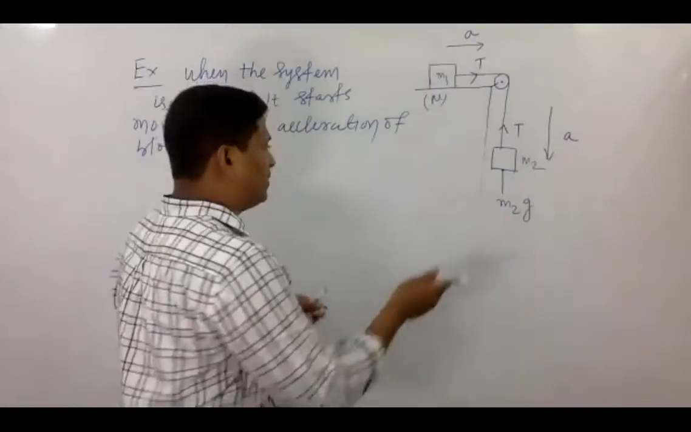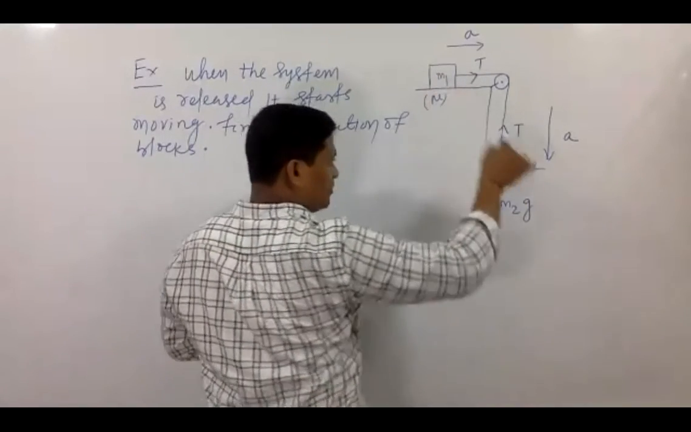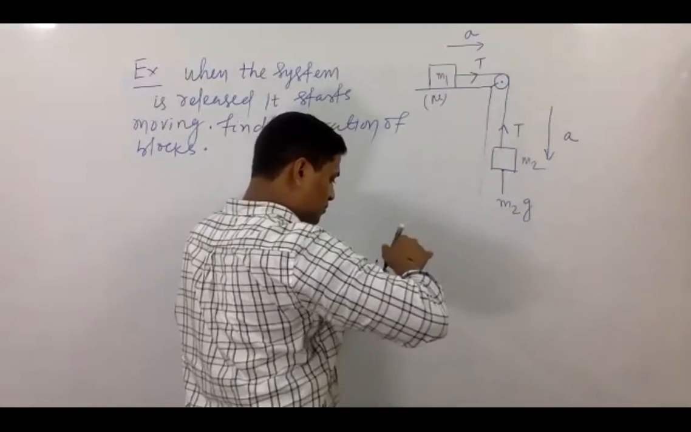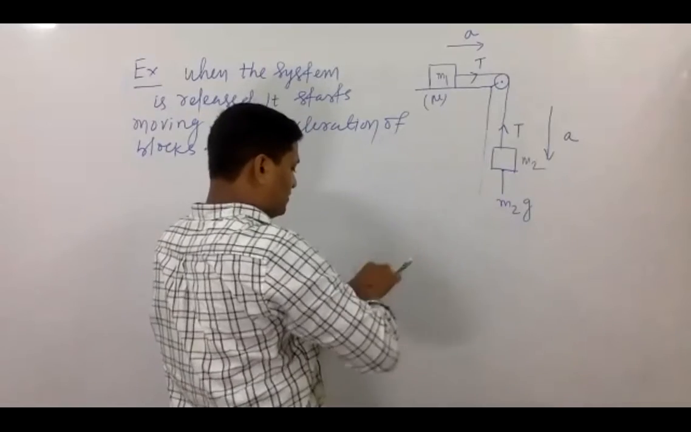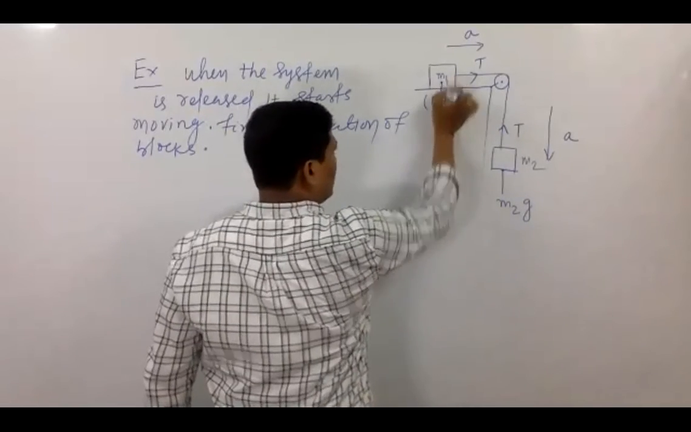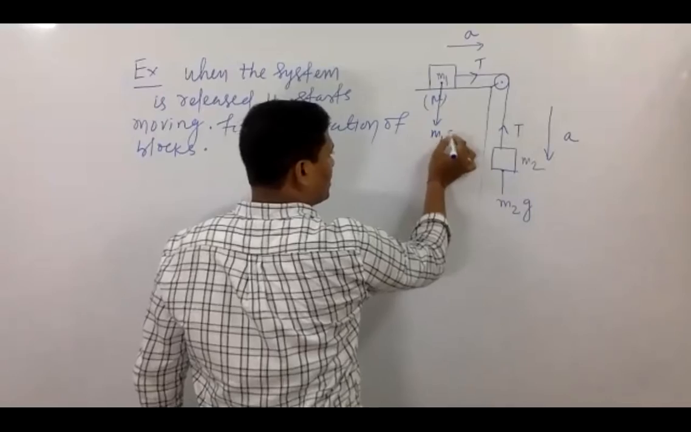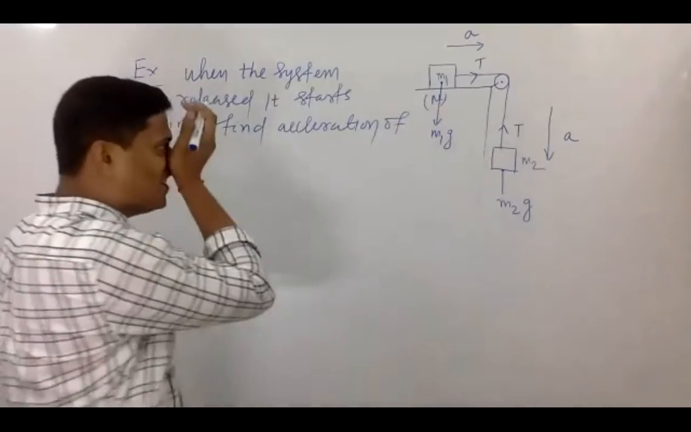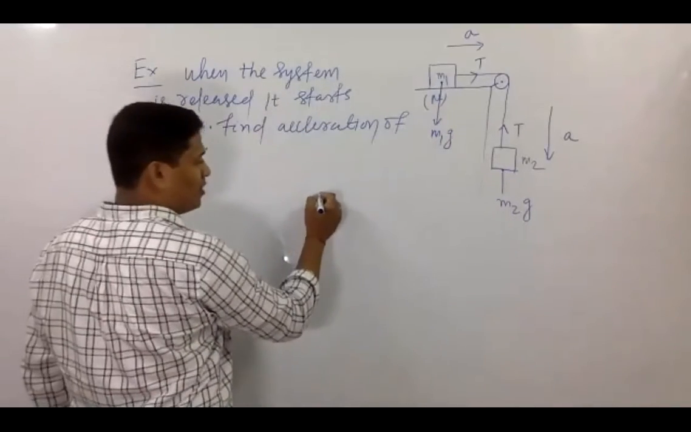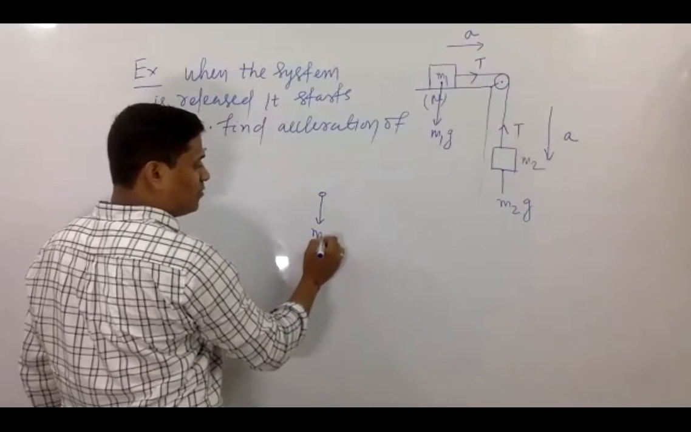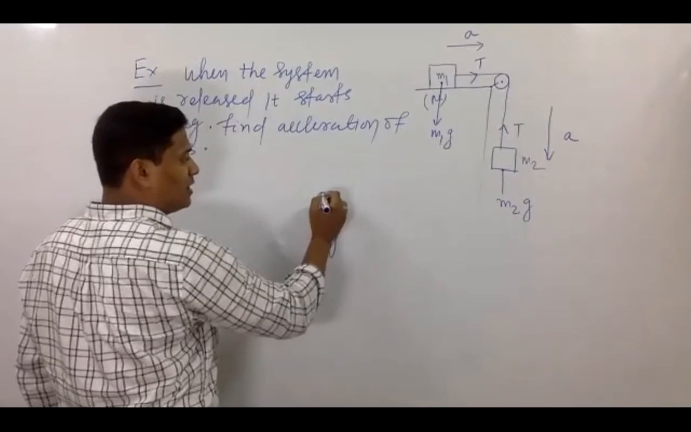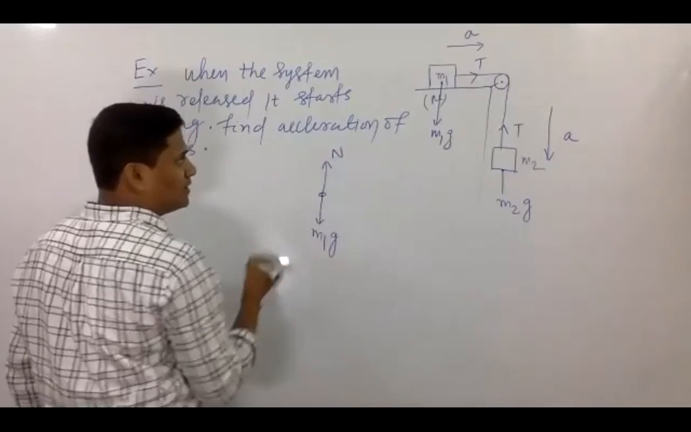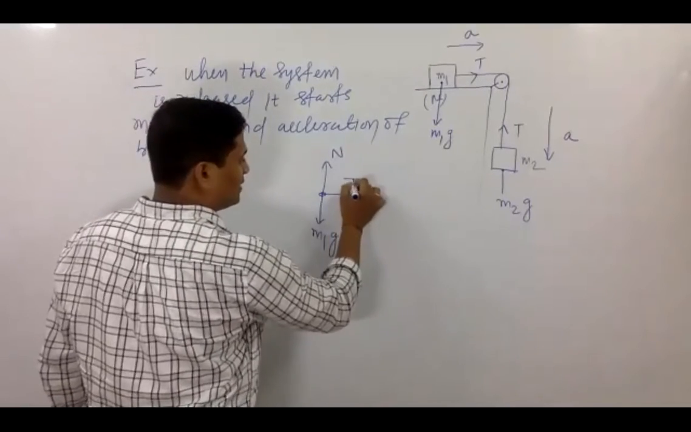If I draw the free body diagram of the m1 block, the coefficient of friction is there. In the downward direction the weight m1g is acting, and in this direction the normal force is acting, and in this direction the tension is acting.